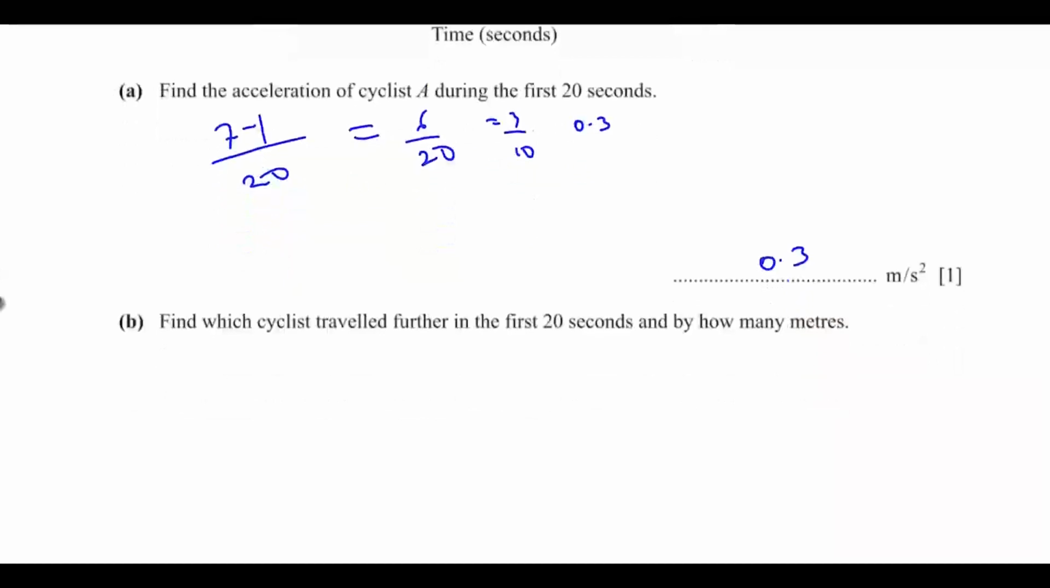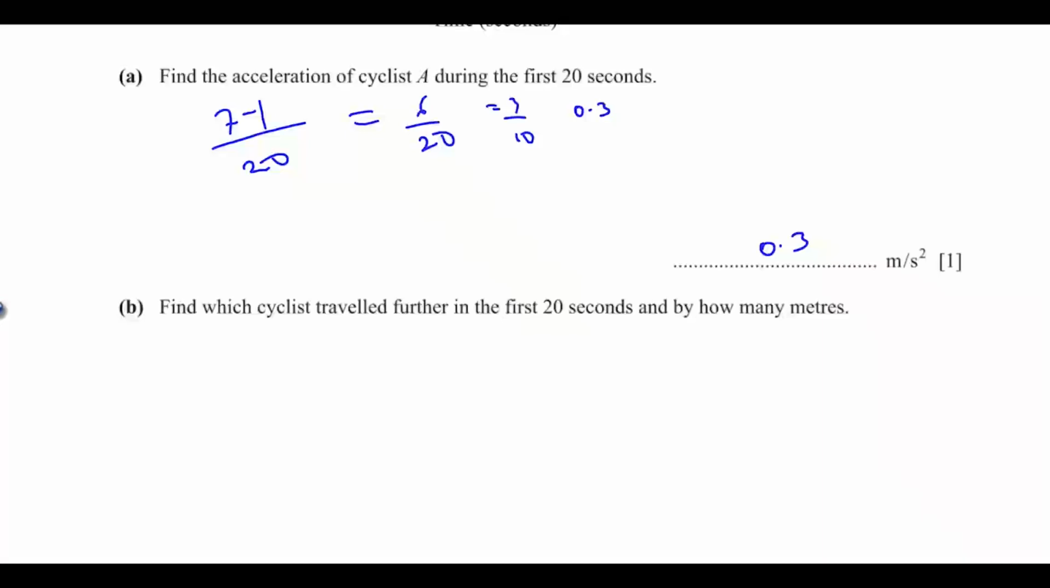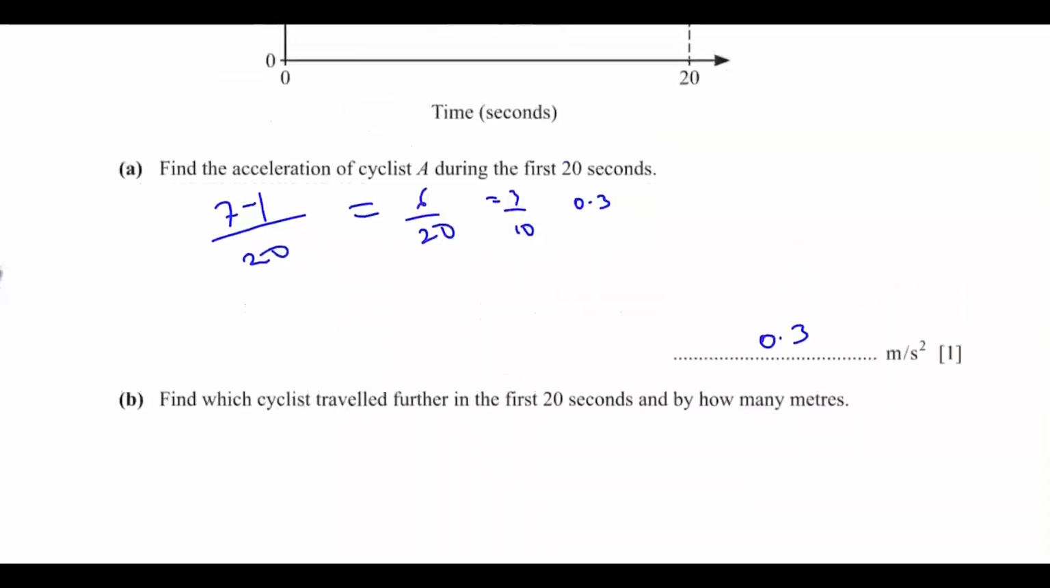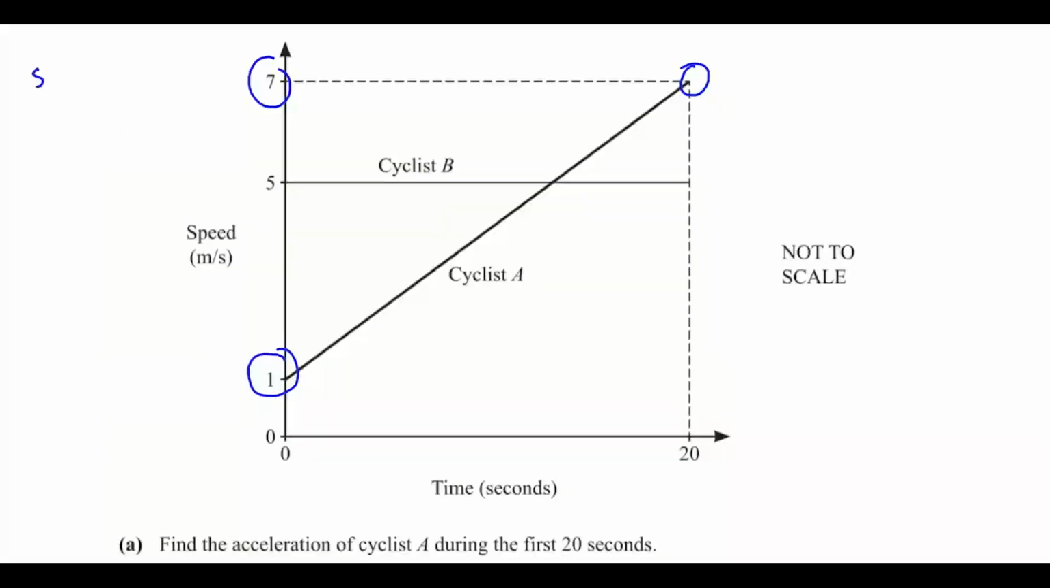Then part B, find which cyclist traveled further in the first 20 seconds and by how many meters. So let's find their distance. We know that speed equals distance over time. So the distance D will be equal to speed times time. Okay. So let's start with cyclist A. So the distance will be equal to, what's the speed? The speed is 7 minus 1, 6, times the time, which is 20.